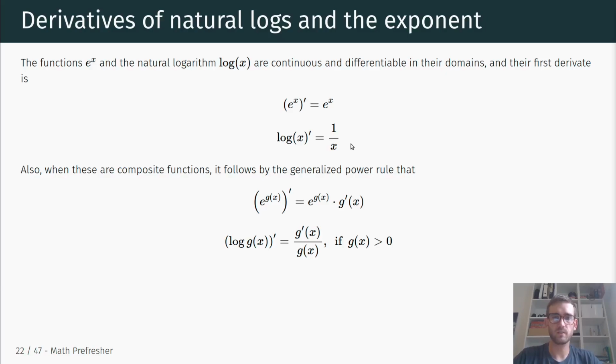Oftentimes, of course, the functions that we deal with have additional components, so we're not just dealing with e of x, but with some composite function like e to the power of g of x. If we want to take the derivative of that function, we have to use the chain rule again, and so the derivative of e to the power of g of x is e to the power of g of x times g prime of x.